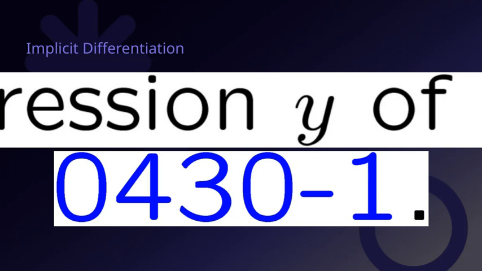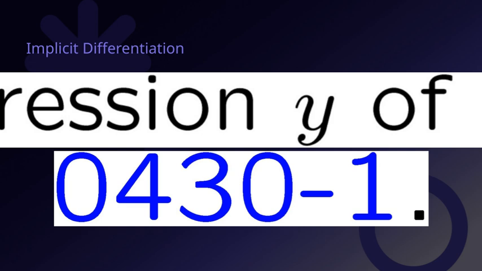Let's talk about implicit differentiation. This technique is really useful when dealing with equations where y isn't isolated on one side, making it difficult to differentiate directly. Instead of solving for y first, we differentiate both sides of the equation with respect to x, treating y as a function of x.